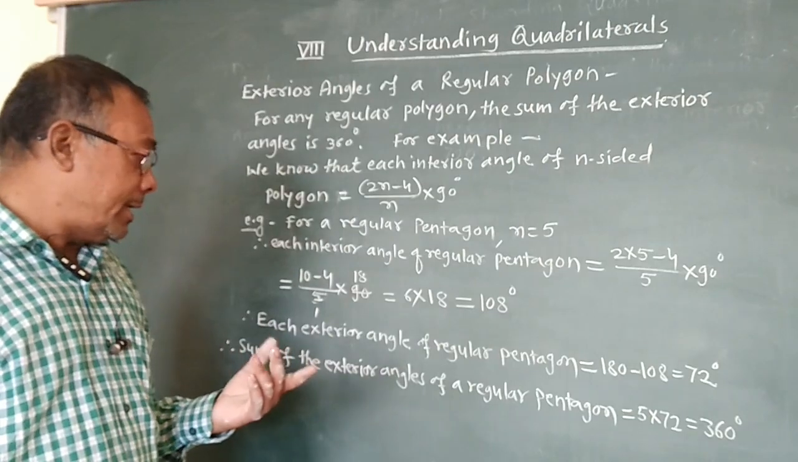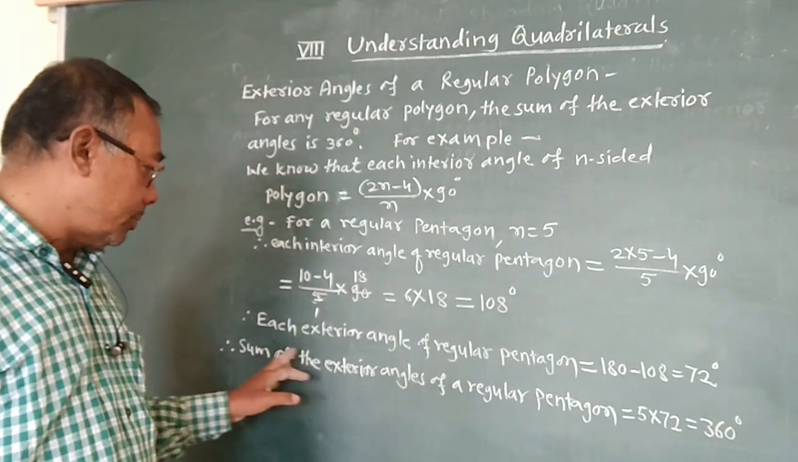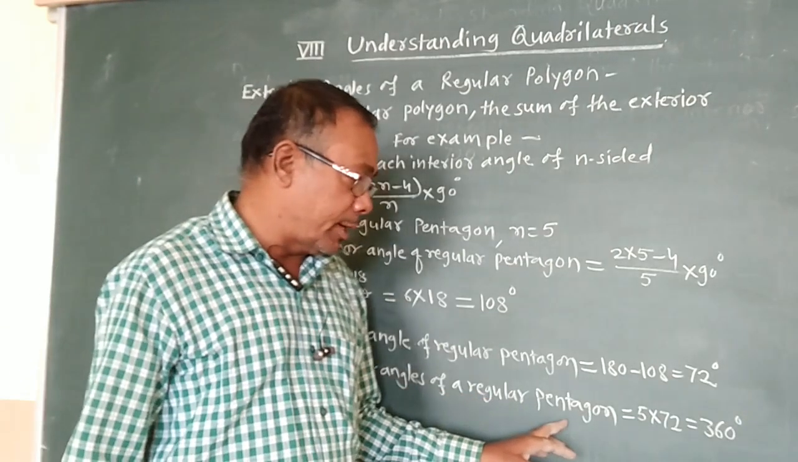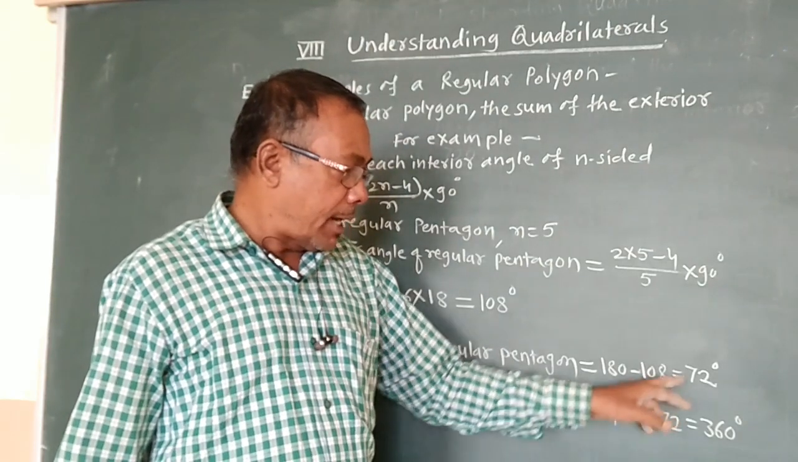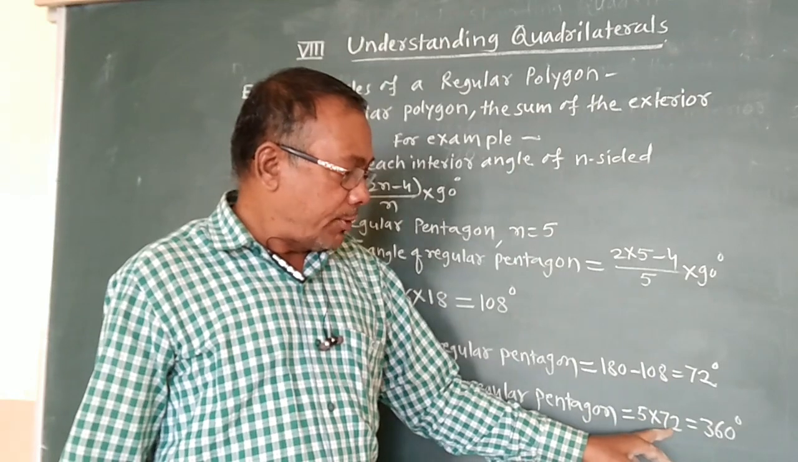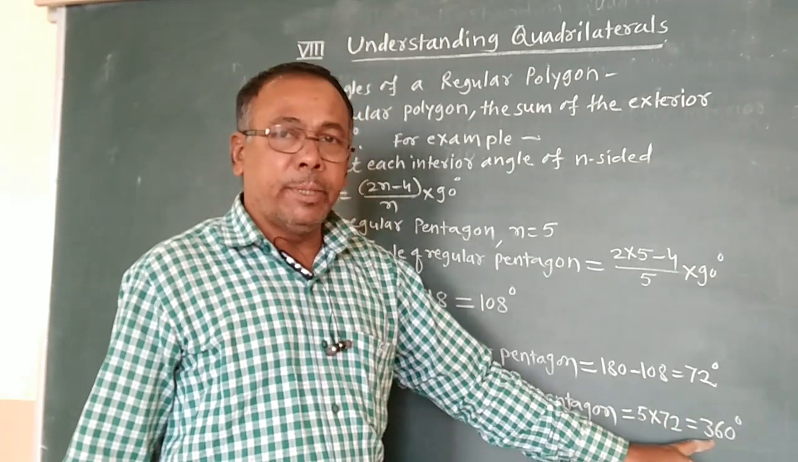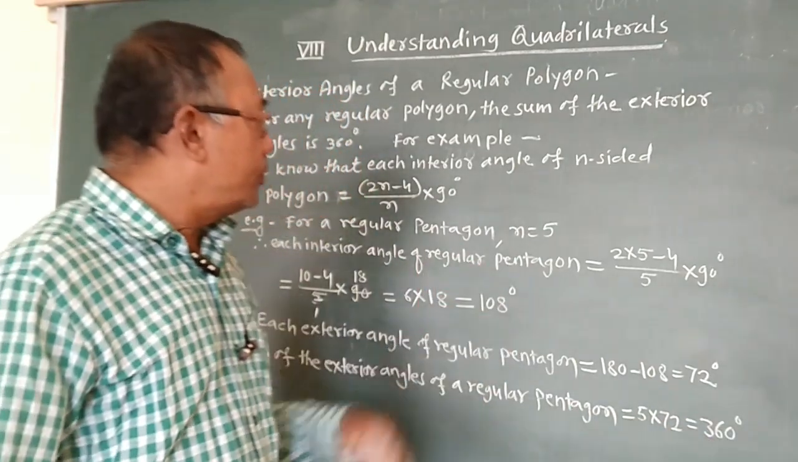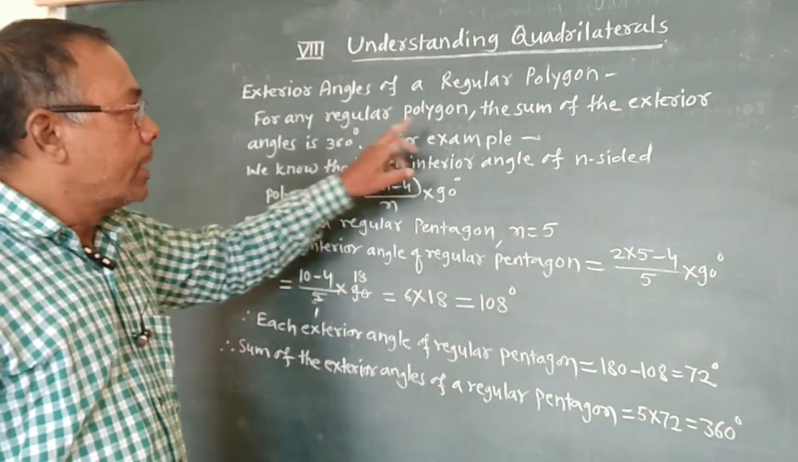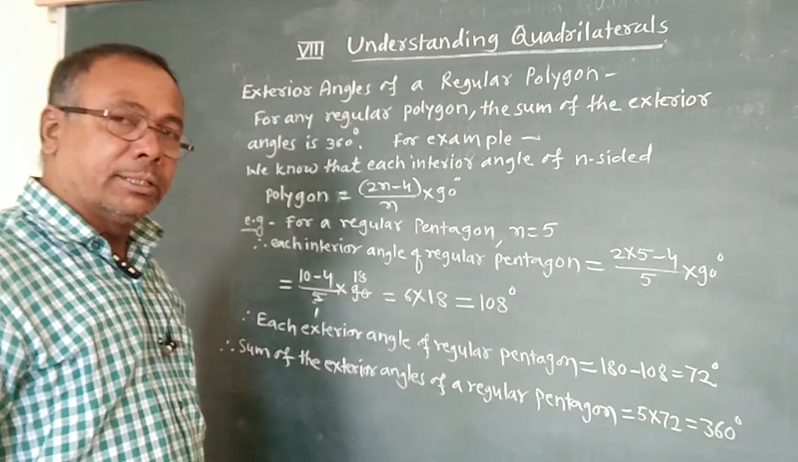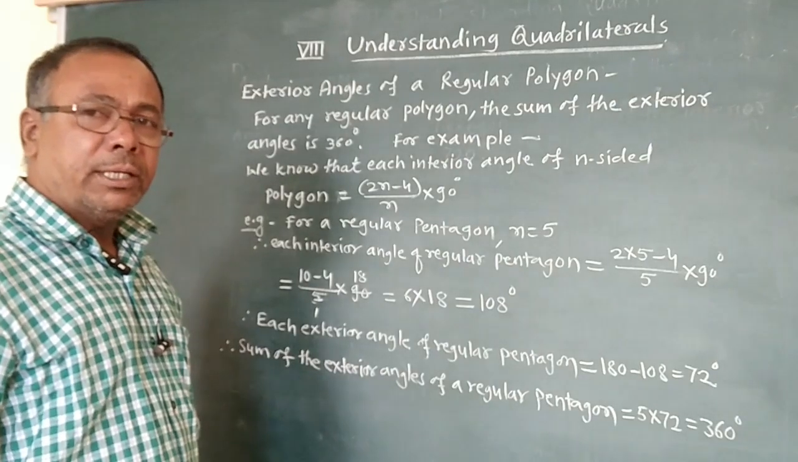So how many exterior angles are there? For the sum of the exterior angles of the regular pentagon, 5 exterior angles are there. So we have to multiply 72 by 5, and 72 into 5 is 360 degrees. So in general we can say that for any regular polygon, the sum of the exterior angles is 360 degrees.